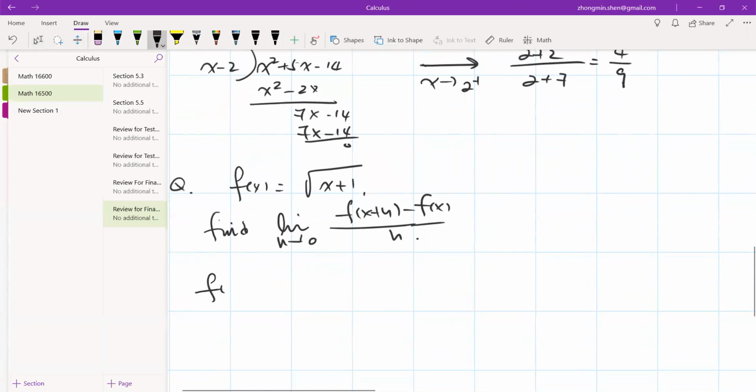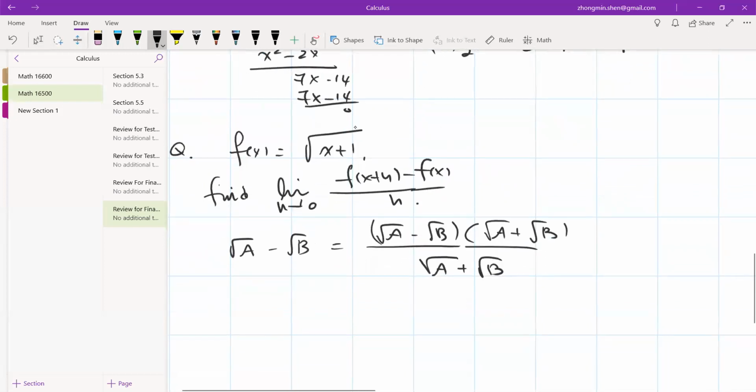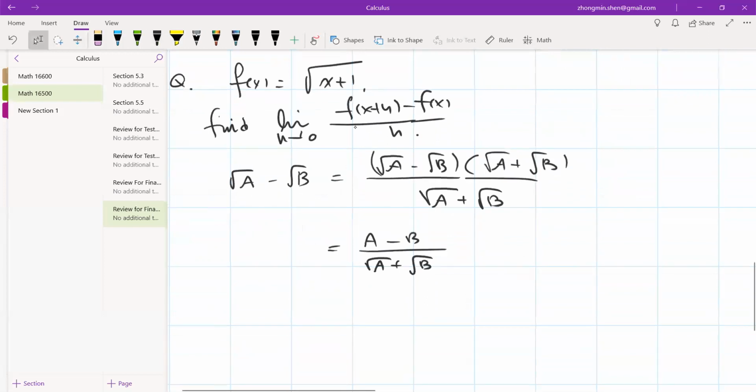So the typical technique we're going to use here is, if it's square root of A minus square root of B, you multiply by square root of A plus square root of B, divided by square root of A plus square root of B. That's the technique. And then you can remove the radicals in the numerator. This is a typical technique.